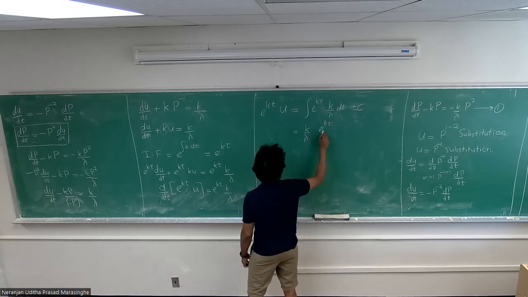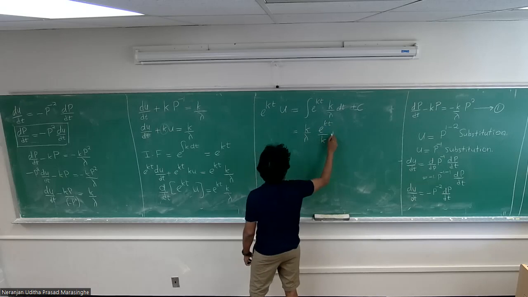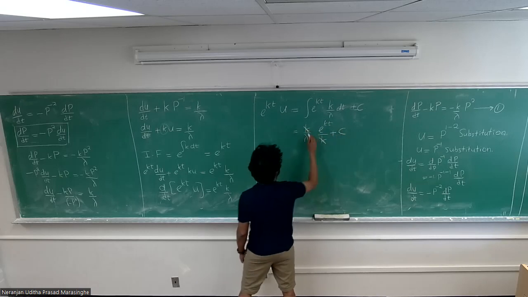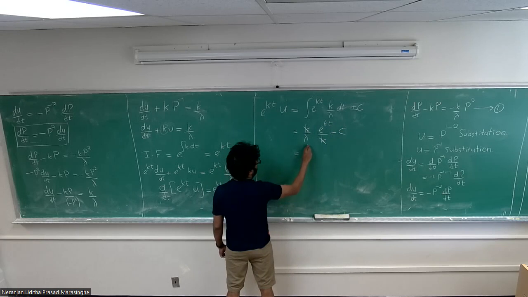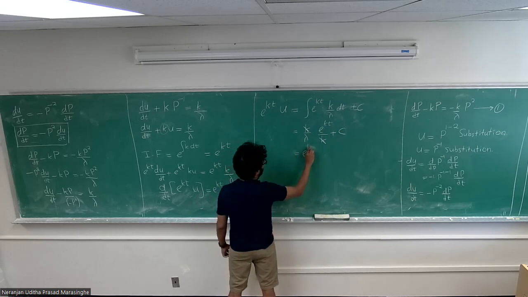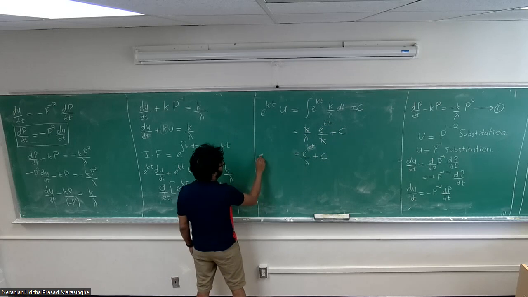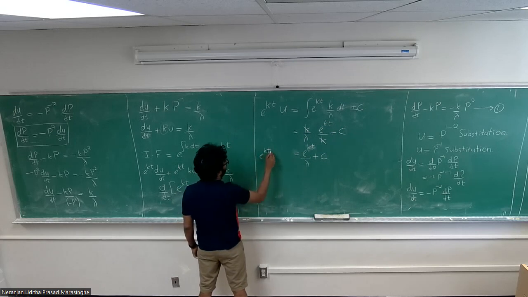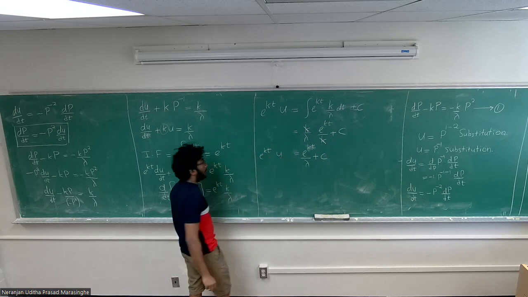So k divided by lambda is a constant, and the integral of e to the kt is e to the kt divided by k. So k would be cancelled, and I would get e to the power kt divided by lambda plus c. So this is e to the kt times u.